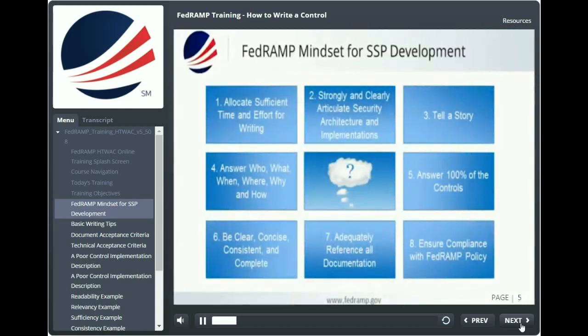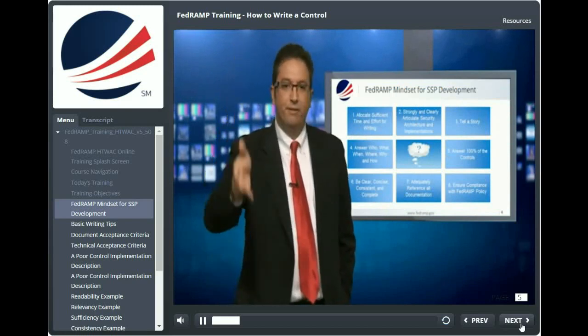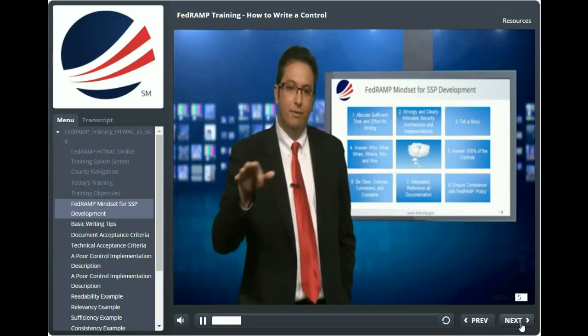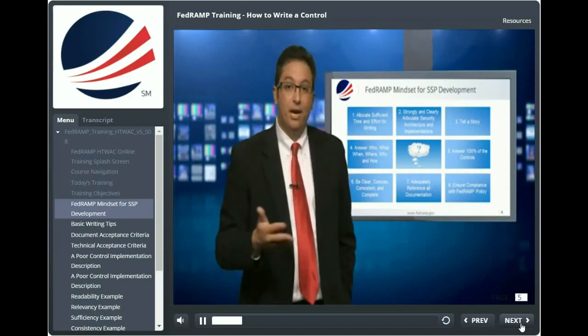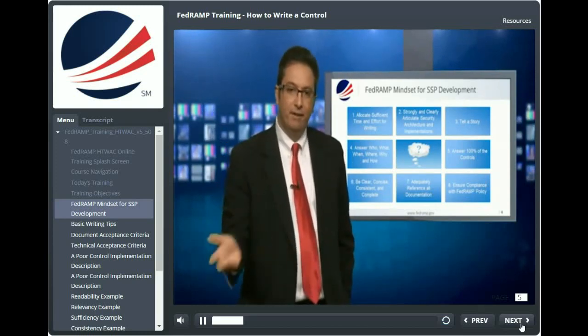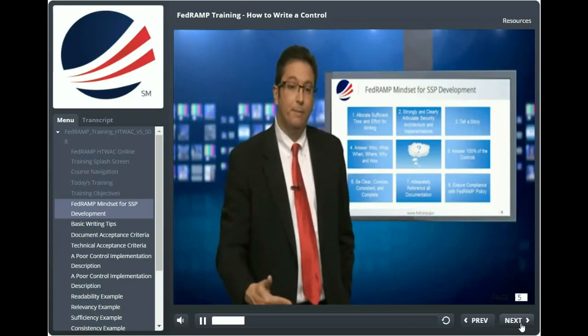All right, so now you want to strongly and clearly articulate your security architecture and your implementations. So that's a couple of different things you need to think about there. As you know, the flow of an SSP generally starts with general information, contact information, security categorization, things like that. Then you gradually move down into your diagrams, your architecture diagram, network diagram, boundary diagram, data flow information, hardware, software lists, all that kind of jazz. And then you go into the implementations.